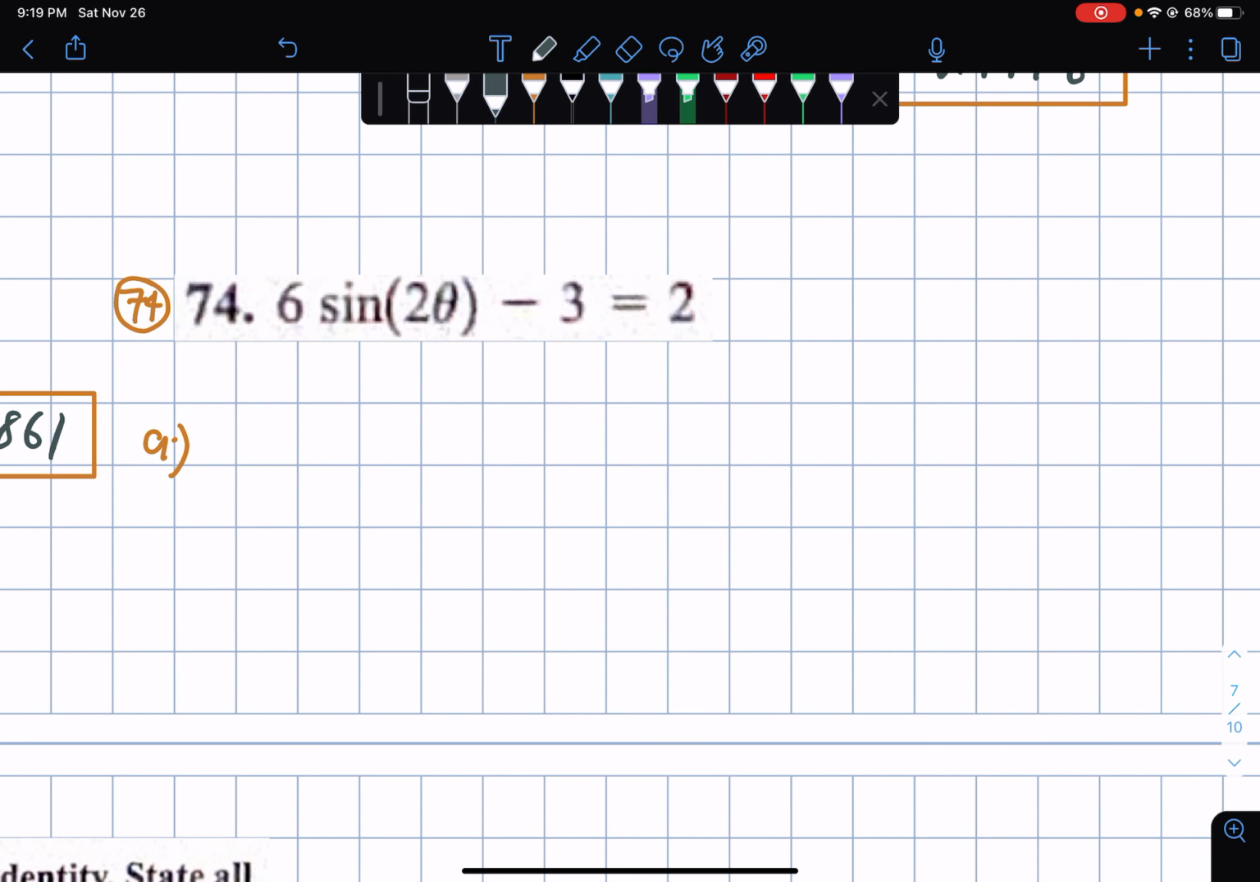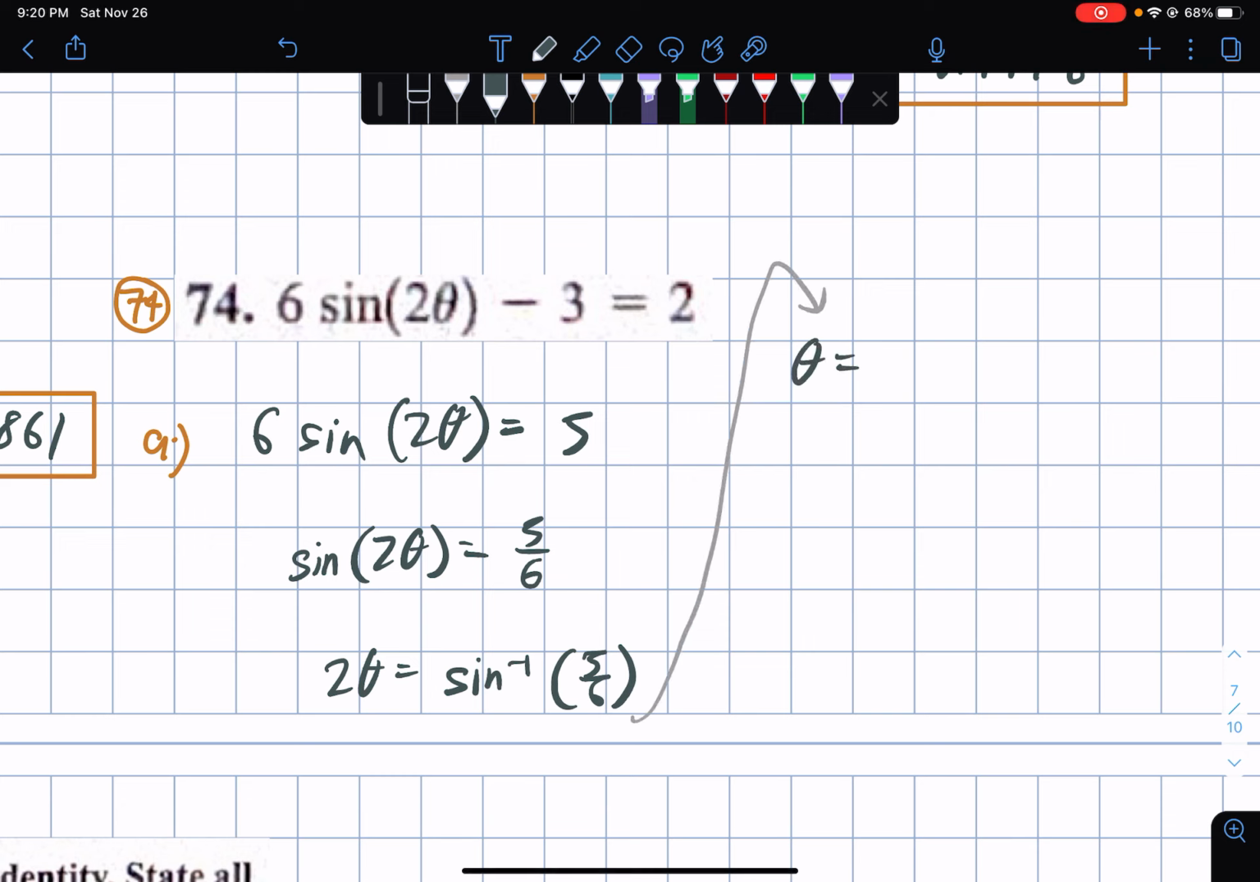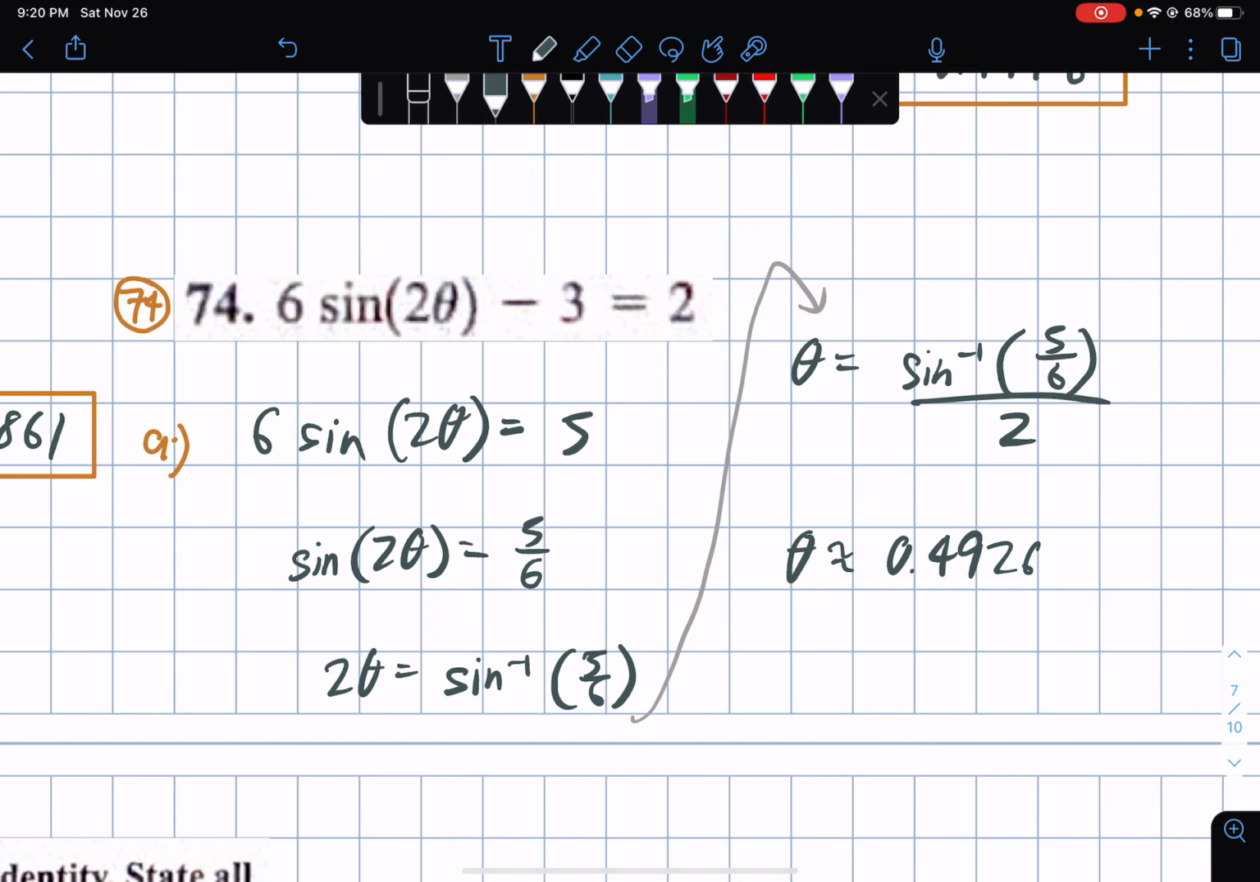Number 74. 6 sine 2 theta minus 3 equal to 2. Transpose 3 to the other side. That would be 5. Sine 2 theta is equal to 5 over 6. 2 theta is equal to the arcsine of 5 over 6. Theta is equal to the arcsine of 5 over 6, all divided by 2. That would be approximately 0.4926.